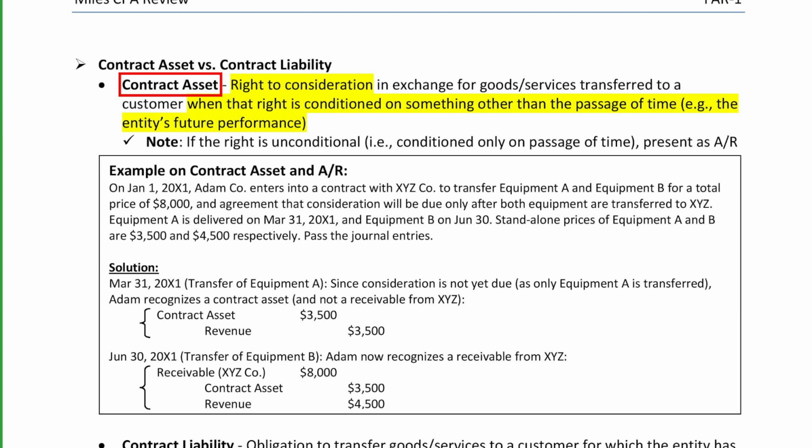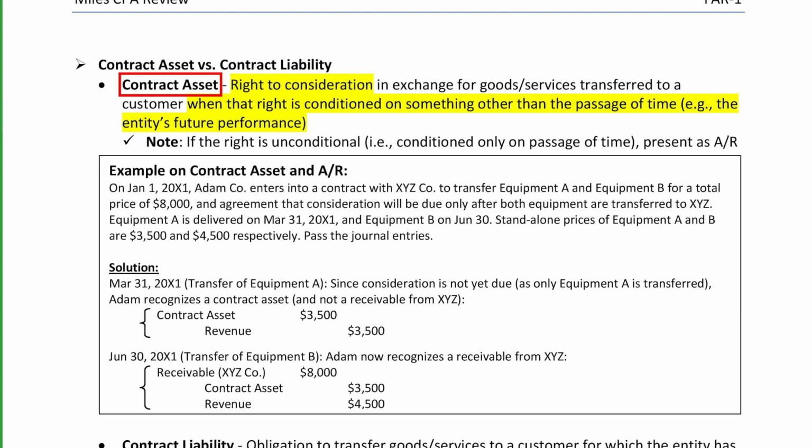So on Jan 1st, year 1, Adam Company enters into a contract with XYZ Co. to transfer equipment A and equipment B for a total price of $8,000. An agreement that consideration will be due only after both the equipment are transferred to XYZ. Equipment A is delivered on March 31st, while equipment B is delivered on June 30th. The standalone prices of equipment A and B are $3,500 and $4,500 respectively.